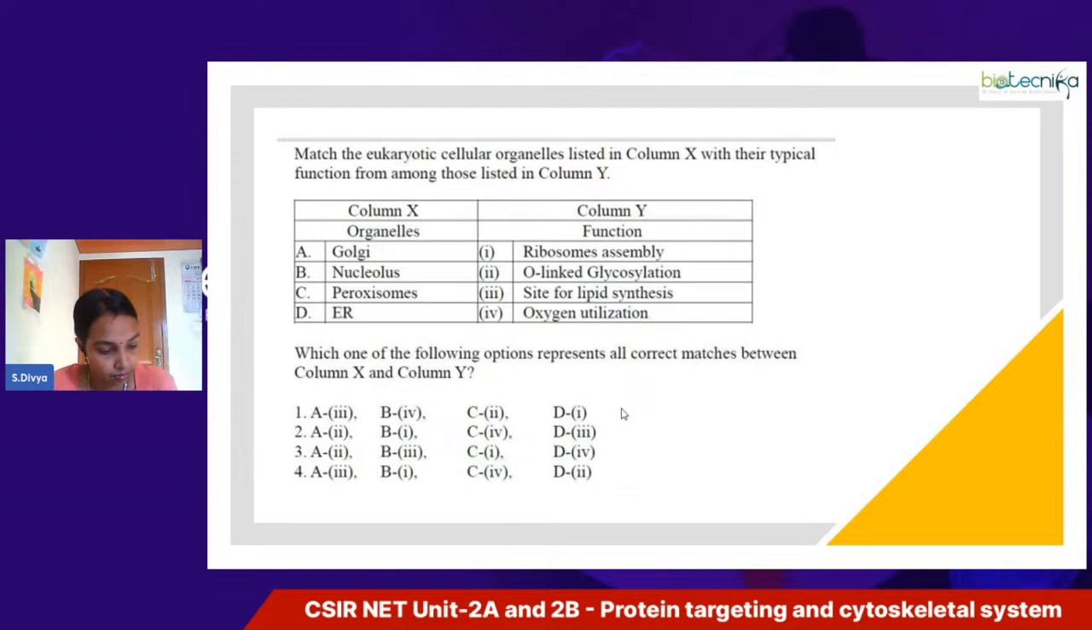Okay, fine. Anusha, just remember, if ER and Golgi are together, what are their functions? Nucleolus, part of nucleus, what should be their function? Peroxisome, which is basically composed of a number of enzymes. So what should be the answer over here?